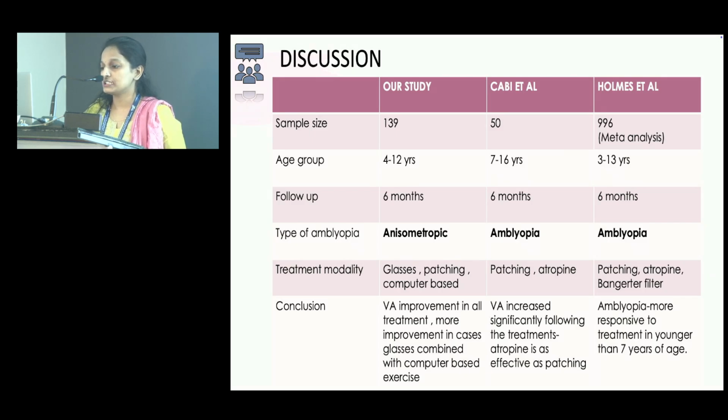And the treatment modalities that we included were glasses, patching, and computer-based, while Cabby et al. included patching and atropine, and Holmes et al. included patching, atropine, and Baumgartner filter. All of the studies concluded that there was visual acuity improvement in all the treatment, while Cabby et al. also found that atropine was as effective as patching, and Holmes et al. concluded that amblyopia was more responsive to treatment in those younger than 7 years of age.